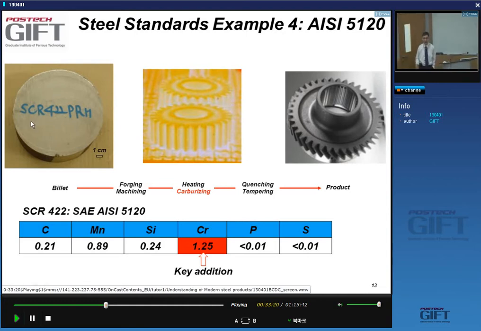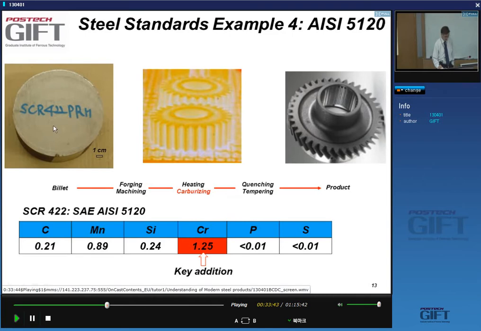And they also use capital R instead of a small r. But once you know that this is chromium, then you can guess that this will be a chromium steel containing 0.22% of carbon, okay? So they're basically equivalent, yes?